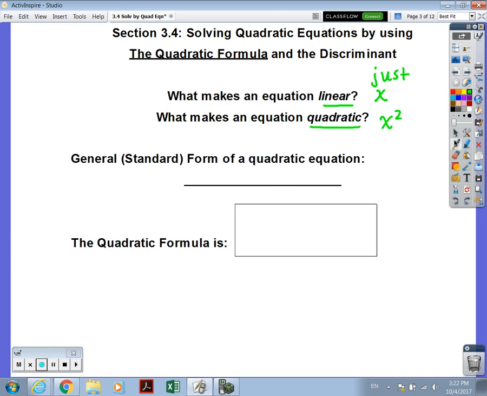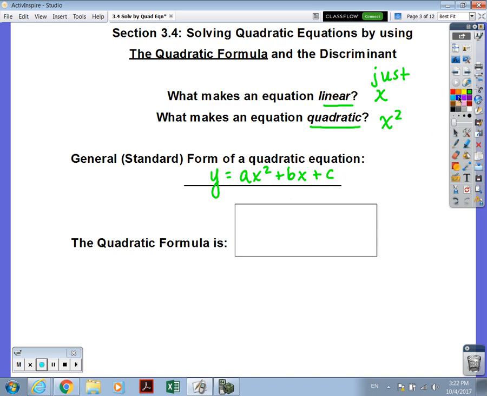Looking at what makes something linear versus quadratic, it has to do with the exponent 2 being there. So we're talking about things that have x squared. Your standard form of a quadratic equation is y equals ax squared plus bx plus c. So a is the coefficient here, b is the coefficient on x, and c is the constant at the end.